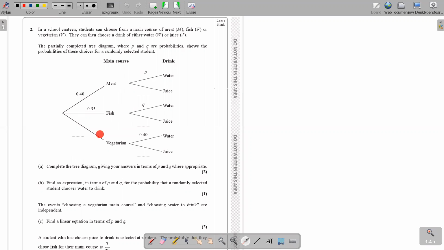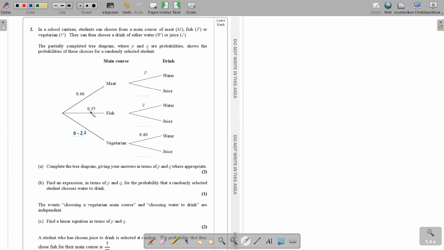So the rule in the tree diagram is what, children? The total probability of all the branches must add up to 1. So 0.40 and 0.35, which means how much should it be for the third? 0.25. How do you get 0.25? By subtracting these two from 1: 1 minus 0.4 minus 0.35.